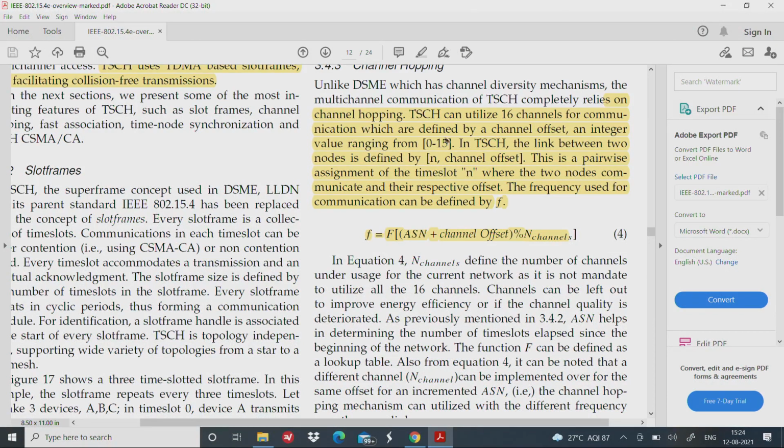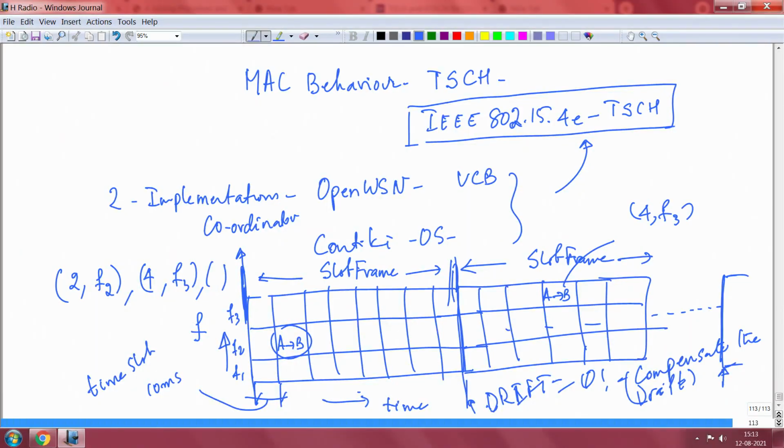The channel hopping: TSCH can utilize 16 channels for communication which are defined by a channel offset, an integer value ranging from 0 to 15. This is a number between 0 and 15. In TSCH the link between two nodes is defined by n comma channel offset. This n is a pairwise assignment of time slot n, where the two nodes communicate, and their respective offsets. So when I say A to B in this slot frame and A to B in the other slot frame and so on, that essentially is the n comma channel offset.